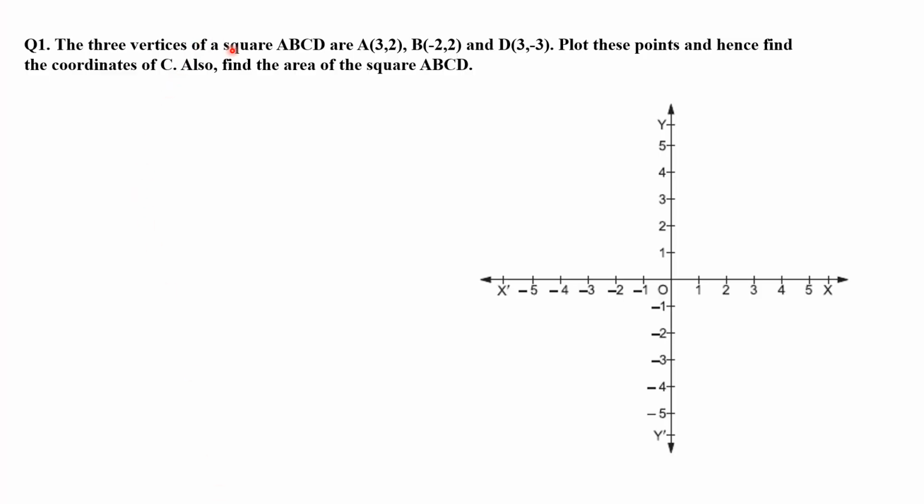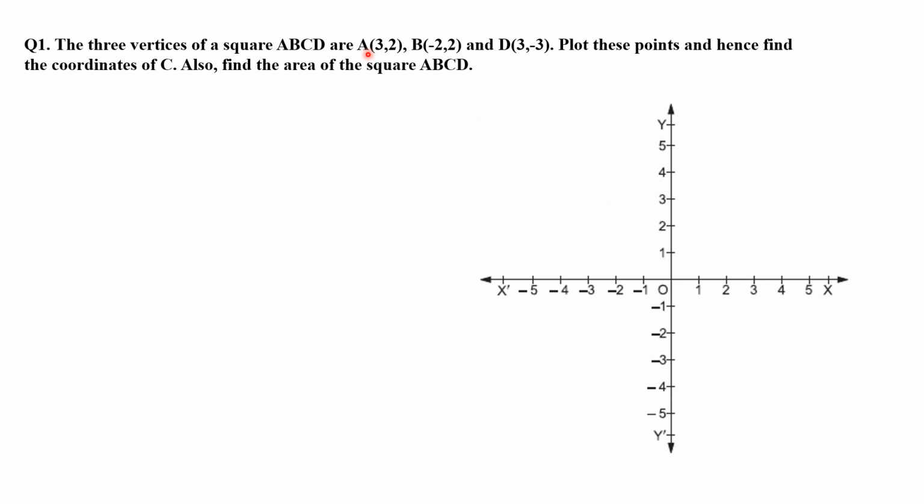Question number 1. The three vertices of a square ABCD are A (3, 2), this is the coordinate of A, the coordinate of B is (-2, 2), and the coordinate of D is (3, -3). Now plot these points and hence find the coordinates of C. Also find the area of the square ABCD.